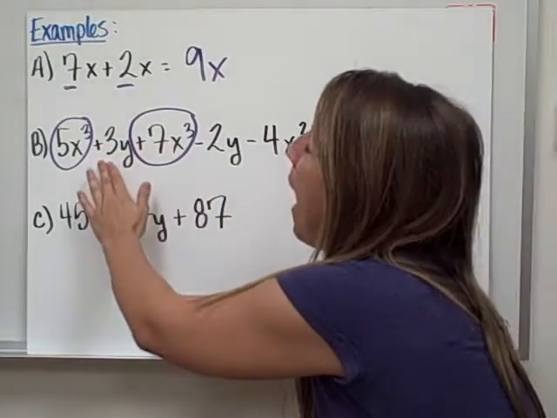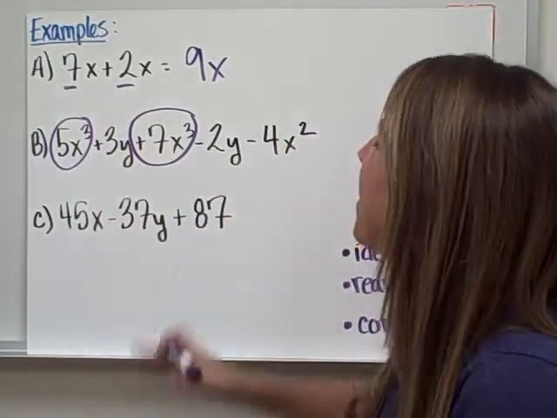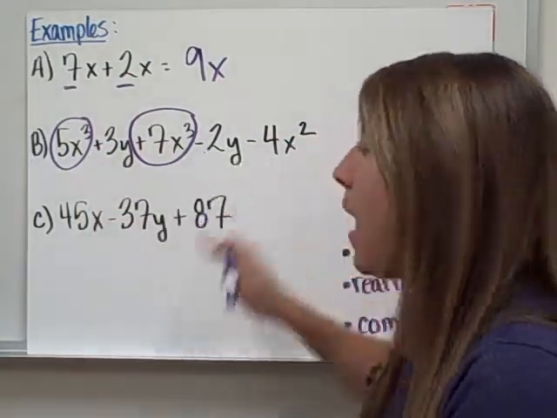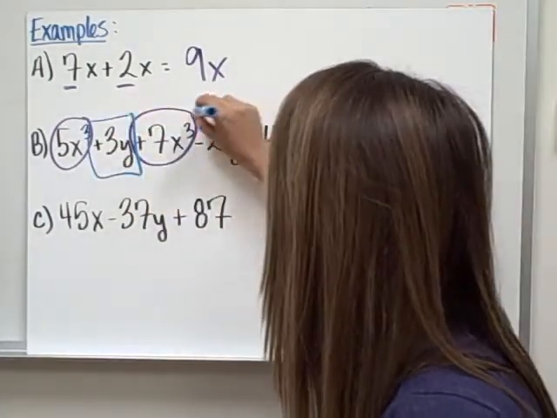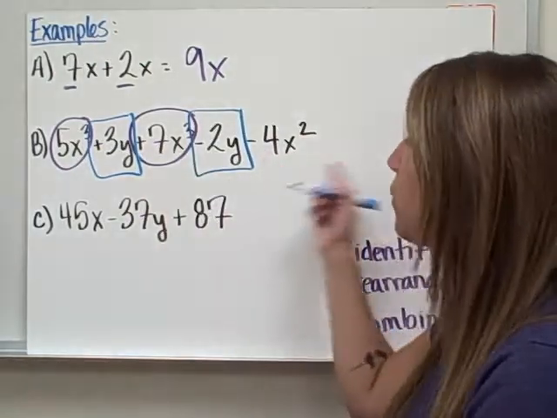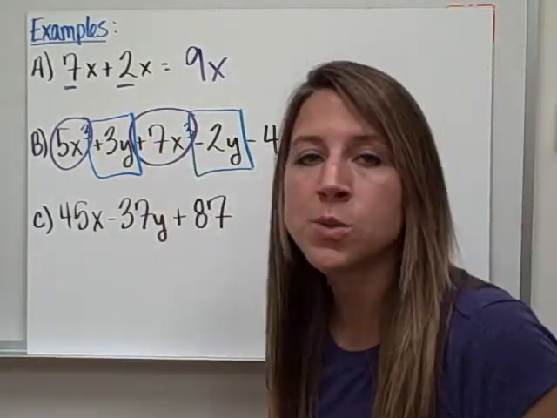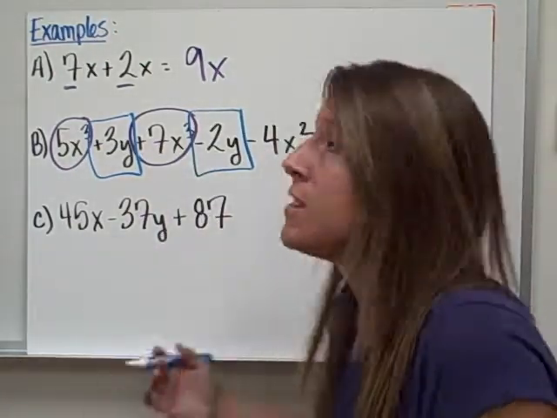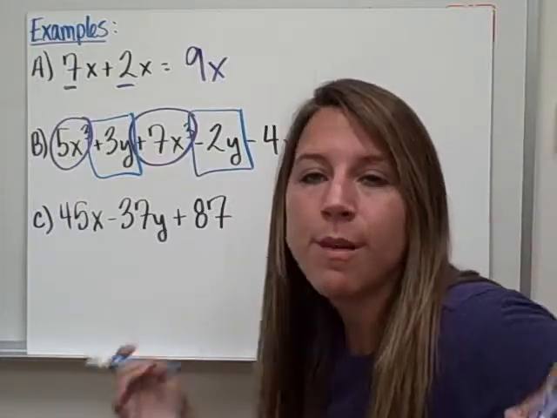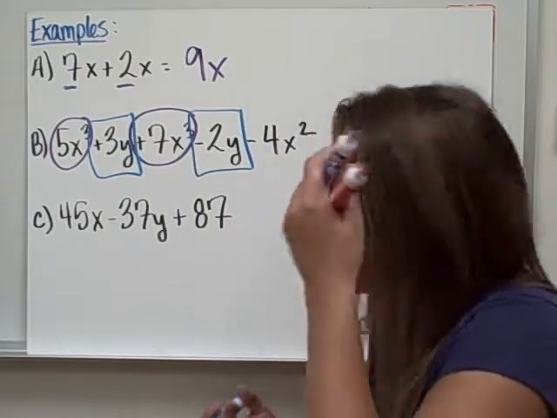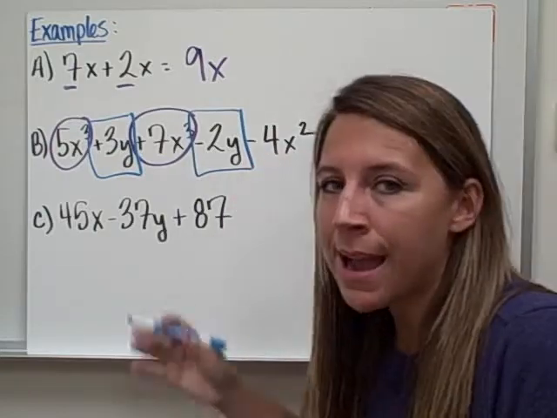How about my y's? I have a 3y and then I have a minus 2y. So these are like terms. I'm going to go ahead and box those in. And then minus 4x squared. Well, do I need any 4x squared anywhere? Do I have any other ones? I don't. So it's going to just be minus 4x squared in my simplified expression. So make sure you leave that minus with it.